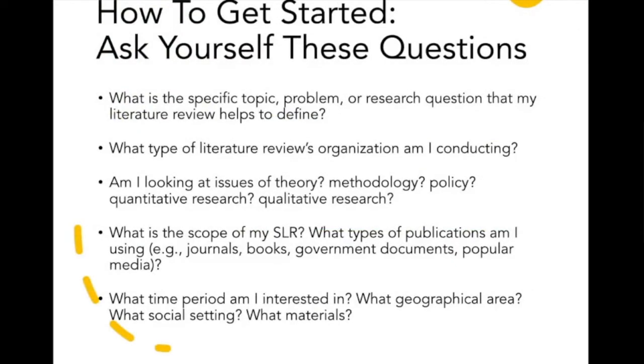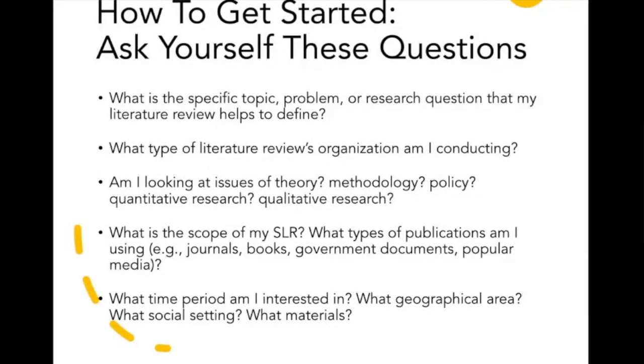Okay, how to get started? How to start doing an SLR? You need to ask yourself this question: what is the specific topic you want to study? The problem, the research question. Okay, what type of literature review organization do you want to conduct, in the form of chronological, thematic, or you want to do it in the form of, what is another one?